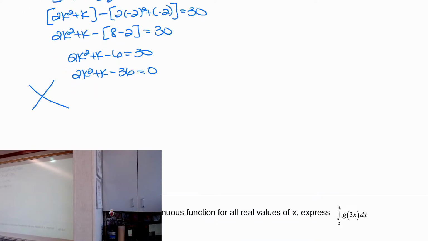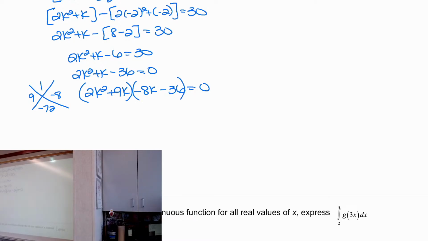And then we factor. Or if you really wanted to use the quadratic formula, you could. So two numbers that multiply to give me negative 72 that add to give me 1 are positive 9 and negative 8. So 2k squared plus 9k minus 8k minus 36 is equal to 0.